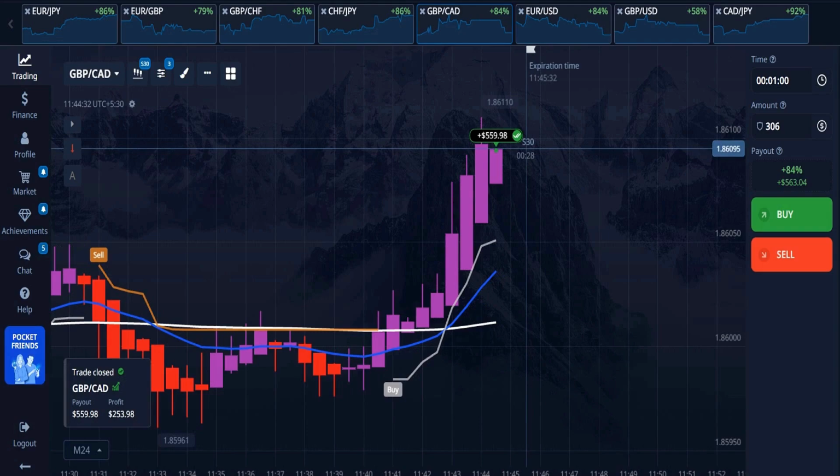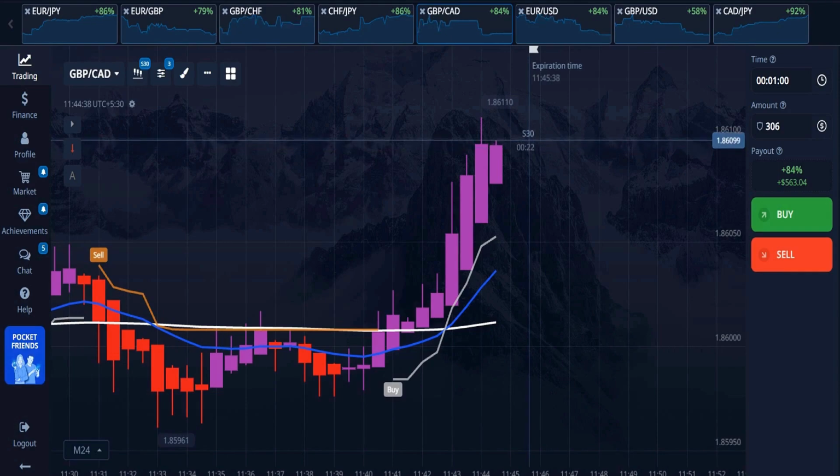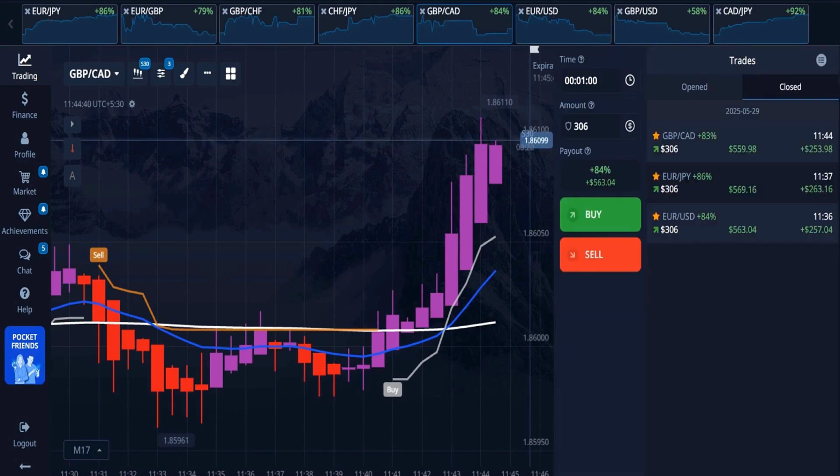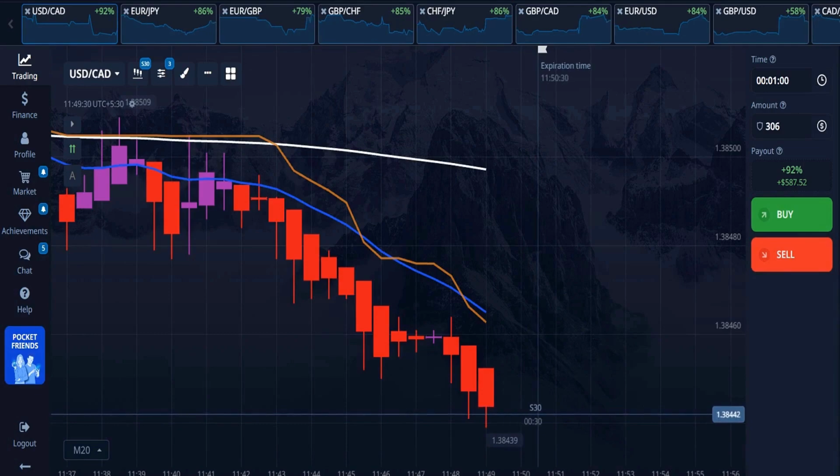We have won this trade. That was a clean and confident entry based on our strategy, and the market respected it perfectly. But don't stop here. Let's keep the momentum going. Now, we'll look for the next perfect trade setup using the same rules.